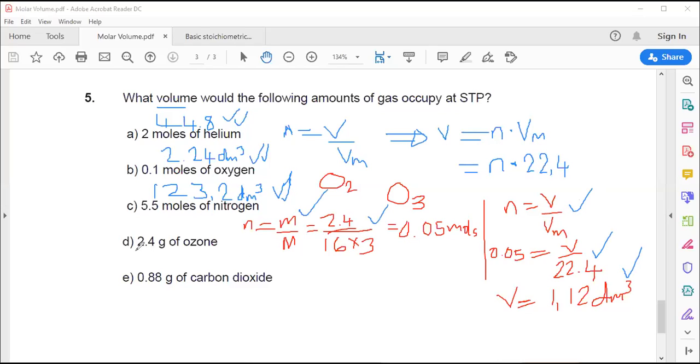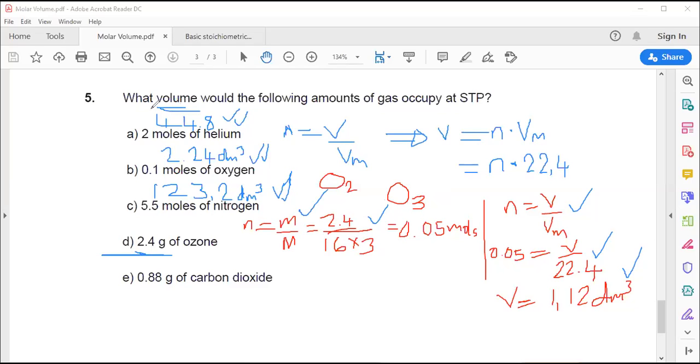Here you are given mass and we need volume. So first you need to get the number of moles. So you're going to say number of moles is mass over molar mass. So you're going to take your 2,4, which is the one that you've given here, divide by the molar mass of ozone. Ozone's formula is O3, and it's 3 oxygens. So it's going to be 16 times 3, which gives you 48. Then you've got 2,4 divided by 48 to give you 0,05. Now you have the number of moles. You haven't answered the question.